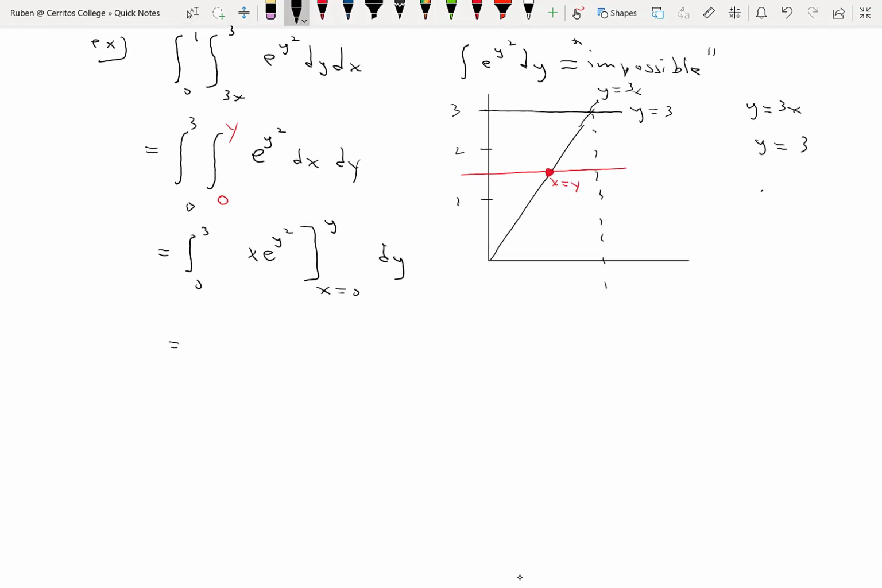Okay, so let's continue with this. This is the integral from 0 to 3. Substituting x equals y, I get y e to the y squared, a totally simple integral from Calc 2. X equals 0 gives us no contribution. This is not only possible, it's simple. And I think I'm going to have to correct a little mistake here. It's an easy fix. Don't panic.